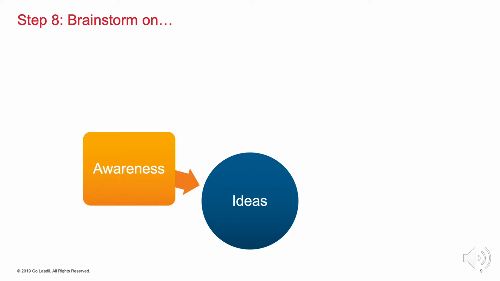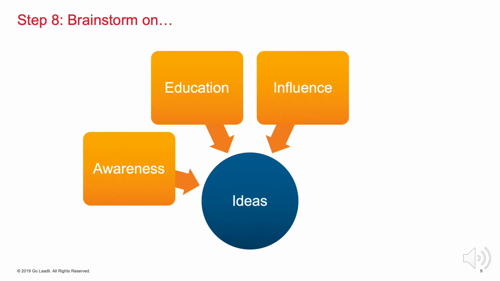So one of them is awareness. How can you generate awareness for the problem? Another is education. How can you educate people on the problem? A third is influence. Who can you influence so that the problem can start to go away, or influence to help you with the solution? And finally, action. What actions can you take? What actions can your friends take? What actions can the beneficiaries take?